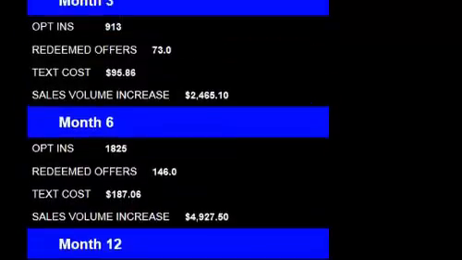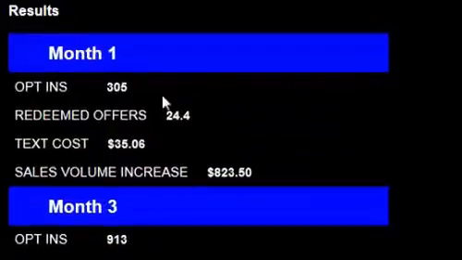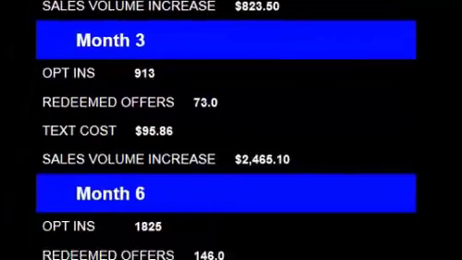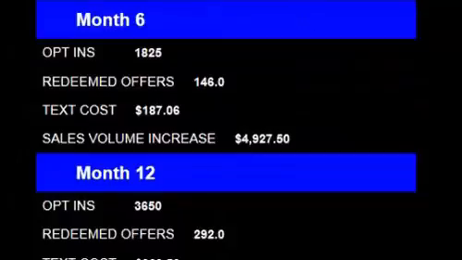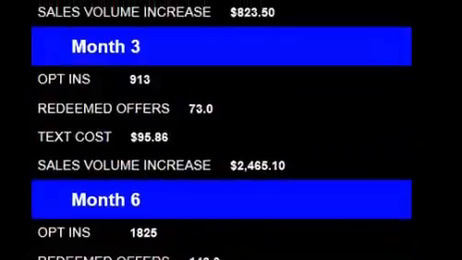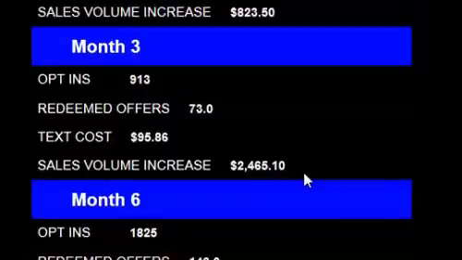You're going to have 1 month. So let me review this. Number of opt-ins in 1 month based on 10 people visiting is going to be 305 for that month. Your return, your sales volume increase is going to be $823.50. On month 3, you're going to have approximately 913 minimum opt-ins. That's based on 10 people a day coming into your dealership. Your gross sales volume increase based on the text messaging is going to be $2,465 just that month.